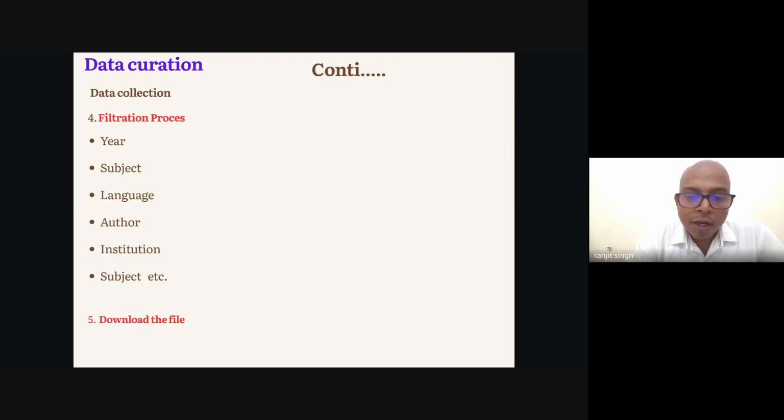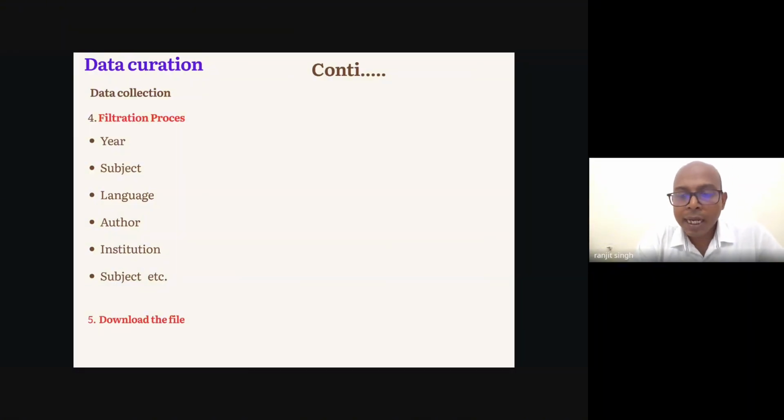If you want to sort, there will be thousands of articles produced by Scopus. But thousands of articles may not be relevant to your research. So you have to do a filtration process. Filtration in Scopus and Web of Science can be done through year. For example, you can select 10 years, 20 years, 25 years, 30 years, depending upon your research level. Next is the subject.